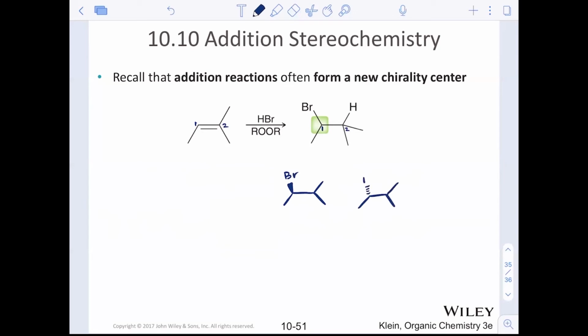Notice carbon 1 is chiral, carbon number 2 is not. I do not need to show stereochemistry if I don't have a stereo center. And so therefore, we would just see these 2 products.